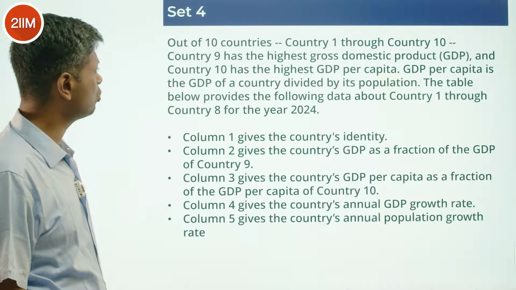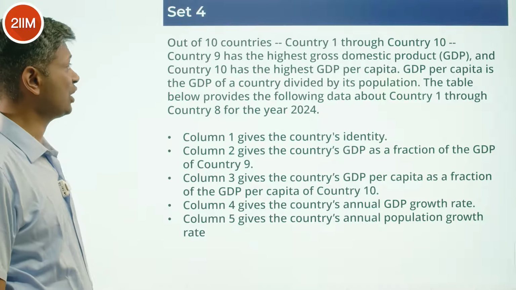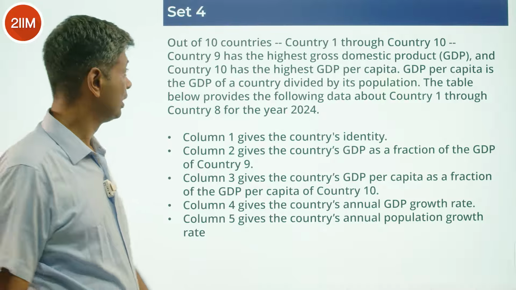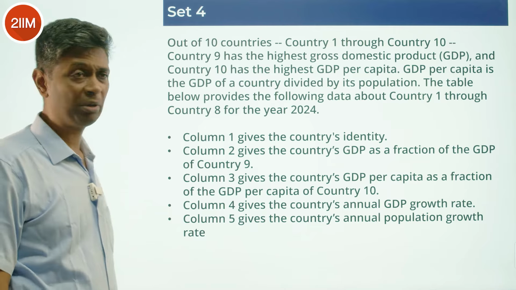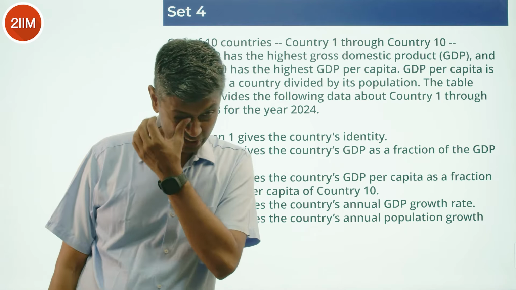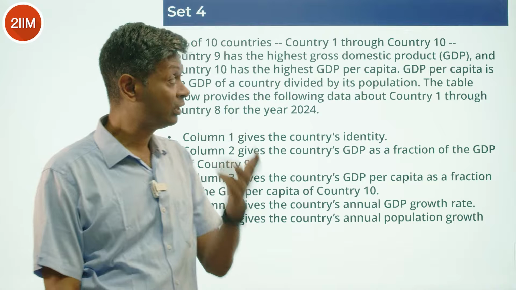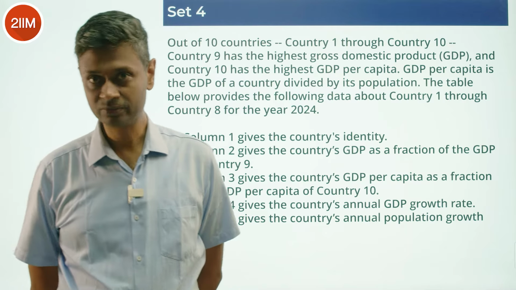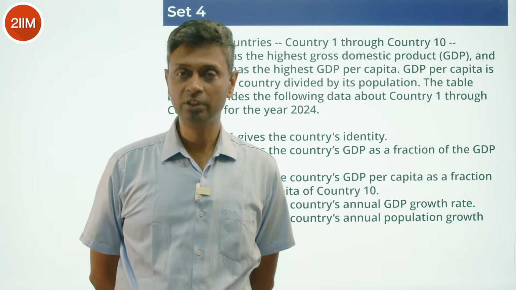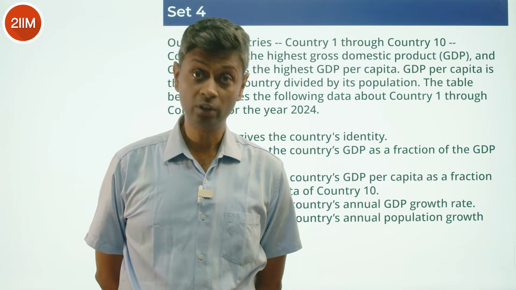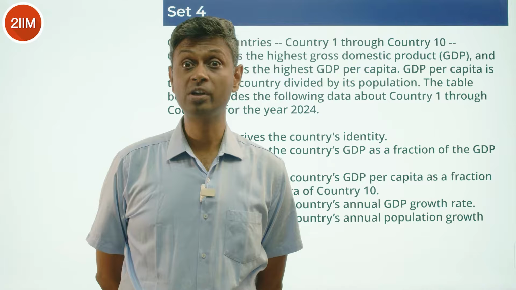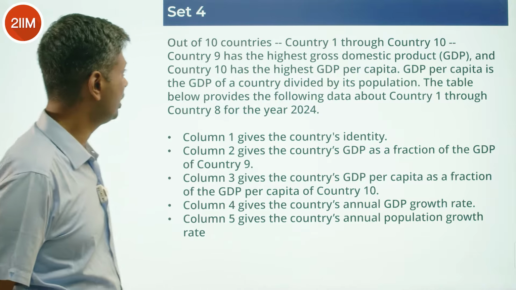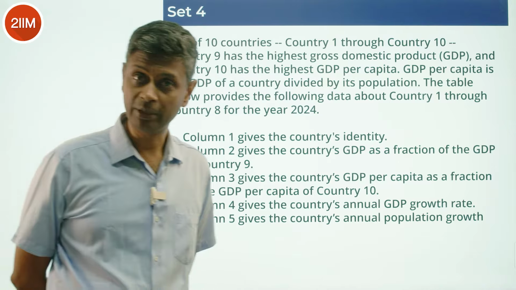Out of 10 countries, country 1 through country 10, country 9 has the highest gross domestic product and country 10 has the highest GDP per capita. Very interesting ideas. Very often we haggle over GDP. GDP per capita is the ball game. And so that's lifestyle. Having 1 million people produce something is obviously good, but if you can do this with 200,000 people, that's brilliant. So GDP per capita is a very important, very real metric.